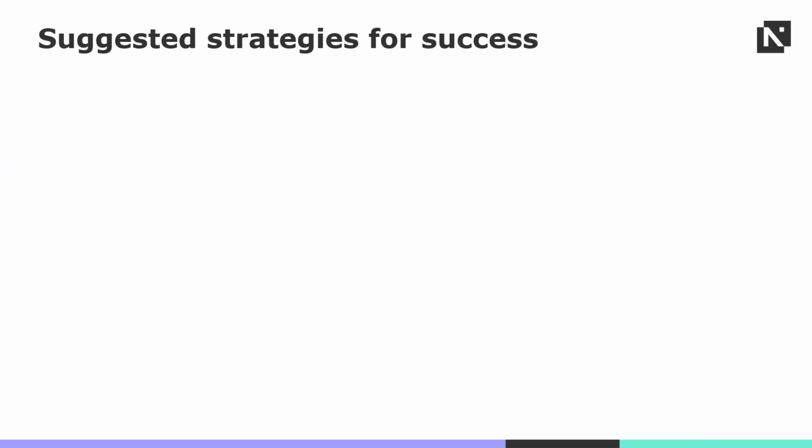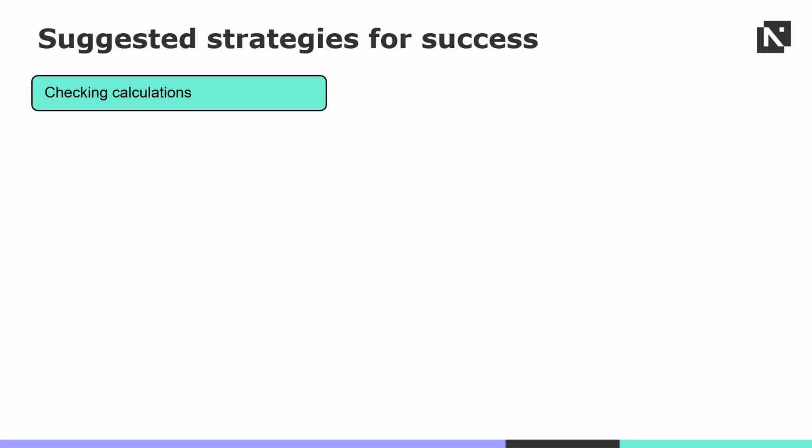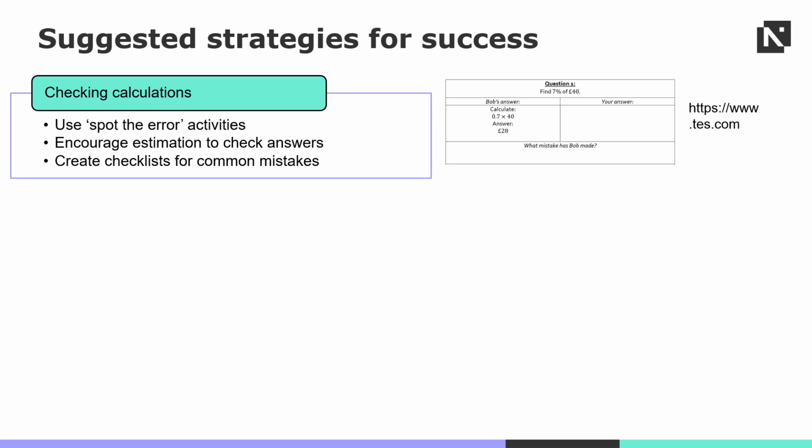So looking at some suggested strategies that could help you in your teaching in terms of some of the content that we've discussed today. We'll start with checking calculation, so getting students to be able to identify their own errors in their work and make those corrections. Using spot the error activities is useful, like the example on the right there, where the students would have to look at Bob's answer, see if he's made any mistakes, and if he has, what's wrong with it.